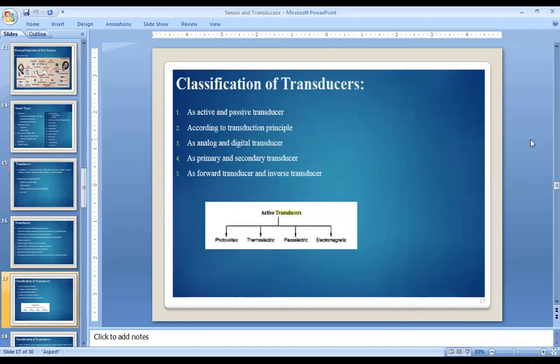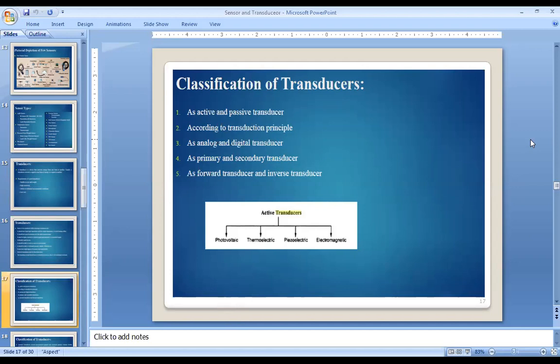Okay, so classification of transducers. Again, the transducer is classified based on different parameters. The first is active and passive transducers. The second is based on the transduction principle and based on the output data, that means analog and digital transducers, and primary and secondary transducers, and forward transducer or reverse, inverse transducer.